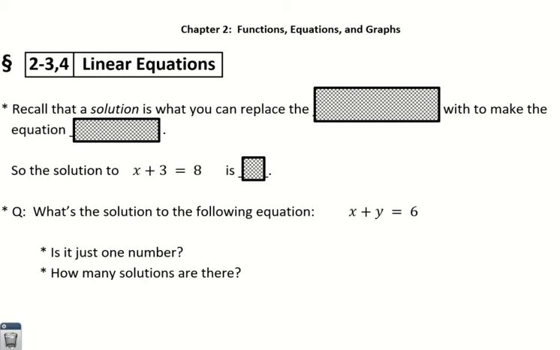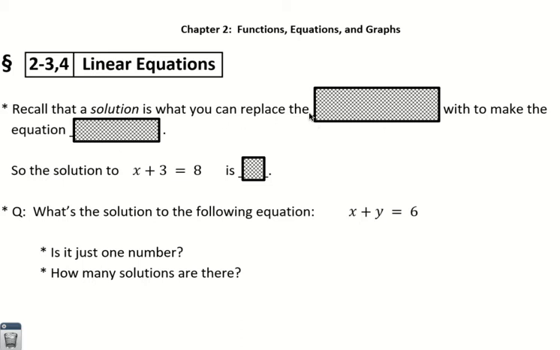This is going to be more review from your previous math class. And we start with a little bit of recall. It's probably all recall. But recall that a solution, that's a pretty specific word. It's more specific of a word than you might even realize right now as far as math vocabulary and what it's talking about. So here we go.